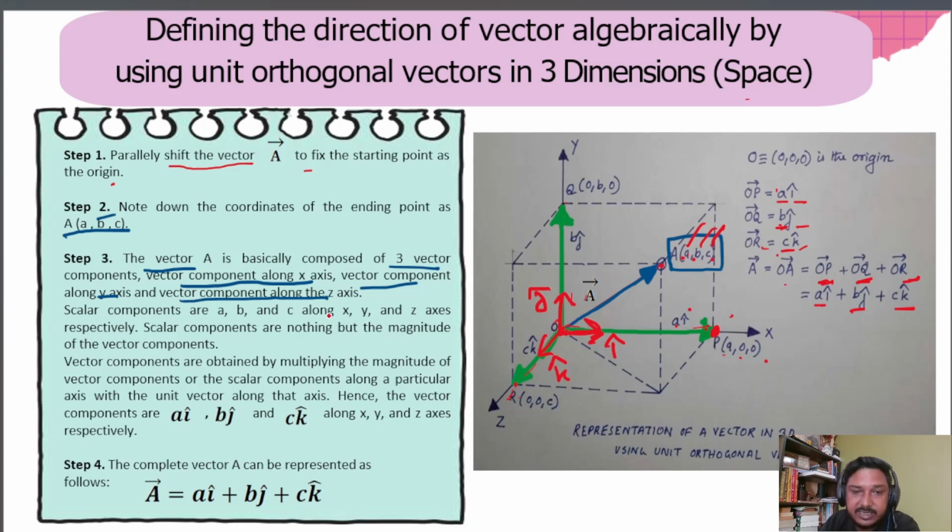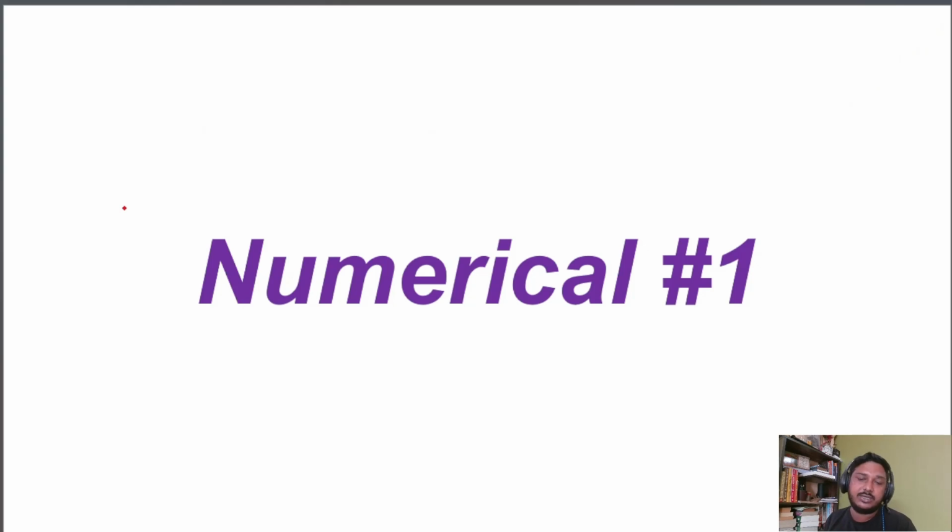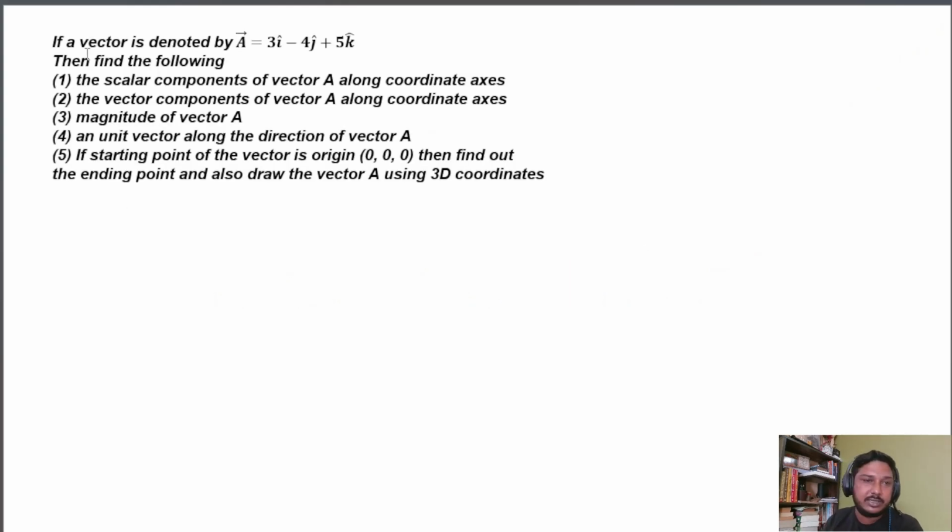So once the endpoint of the vector is known, one endpoint is at origin and the other endpoint's coordinates are known, you can easily write the vector just by using those coordinates. So it will be A i cap plus B j cap plus C k cap. It will be as simple as that. Okay, you can pause the video here, or if you have understood it, let's go to the first numerical of this class.